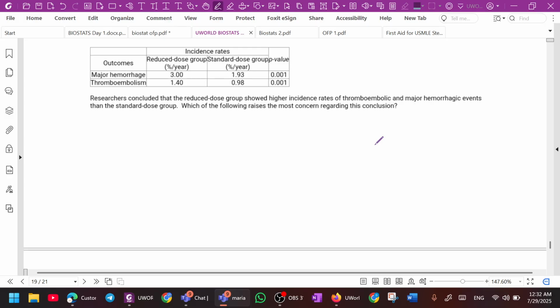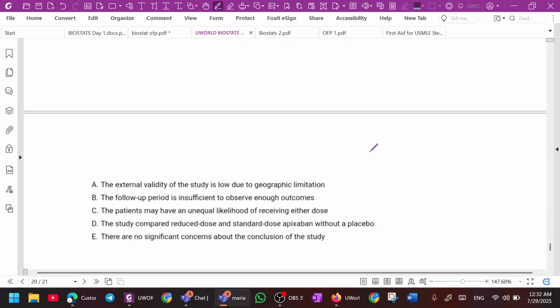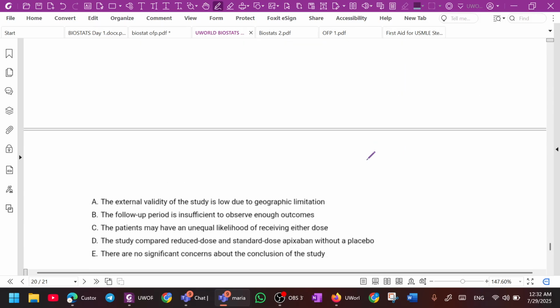Maybe I am missing something. I told you that I might miss something. No, because you are telling me the question, but you are repeating the whole thing. I'm just asking you this specific question: which of the following raises the most concern regarding this conclusion? What does that mean? Because this is the question. Yes, you said this is the main question. Most concerned regarding this, like major hemorrhage is the most concern.